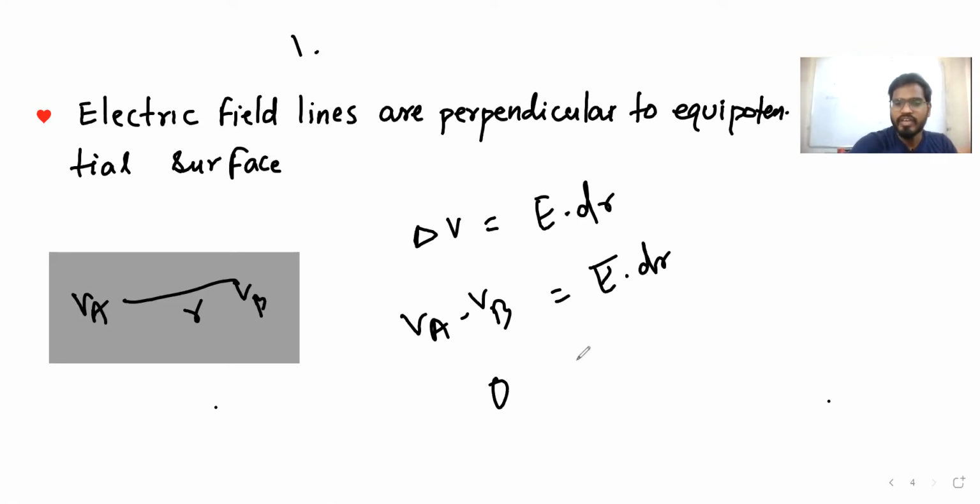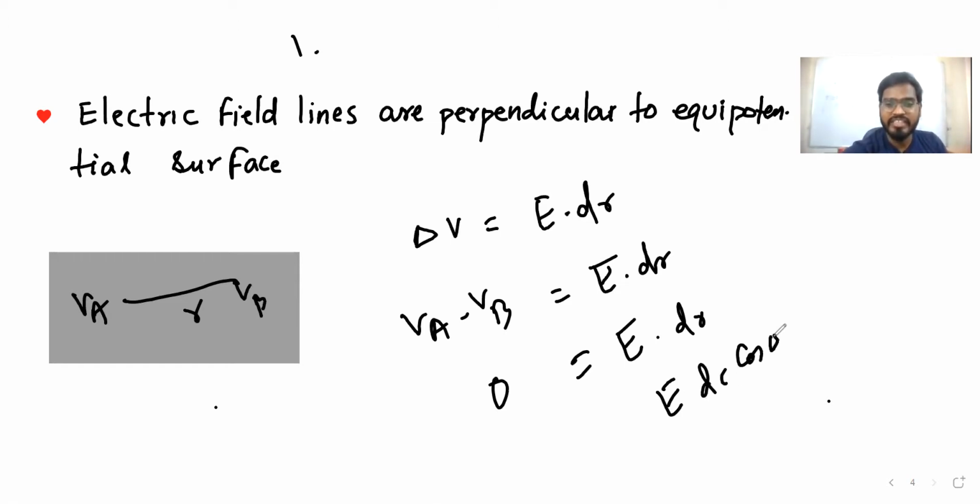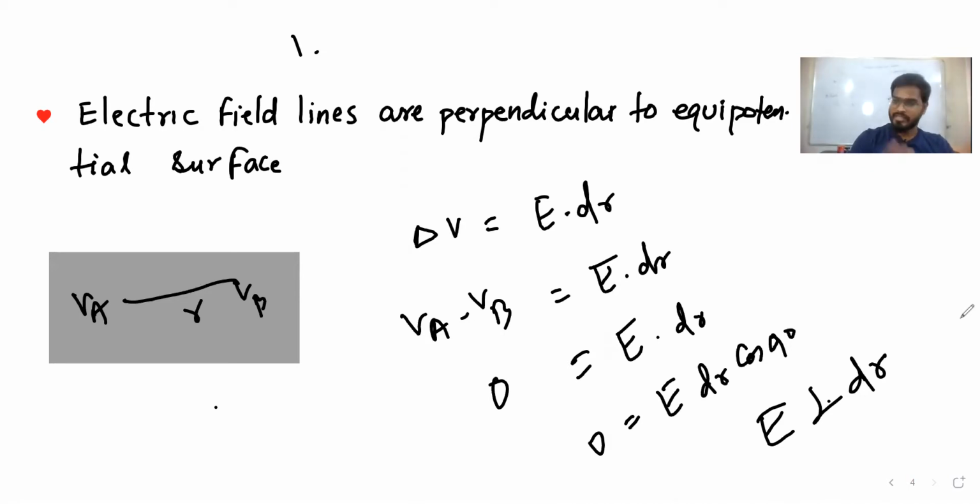On an equipotential surface this left side is 0. This being 0 means E dot dr is 0, so the angle should be 90 degrees. It means E dr cos 90, and only then will this value be equal to 0. It means E and dr are perpendicular. Finished. Electric field lines are always perpendicular to the equipotential surface. Because the LHS should be 0, cos should be cos 90 degrees. That's why electric field lines are always perpendicular to equipotential surfaces.